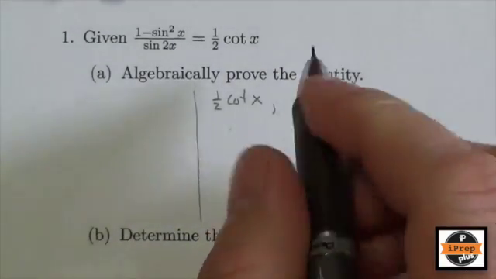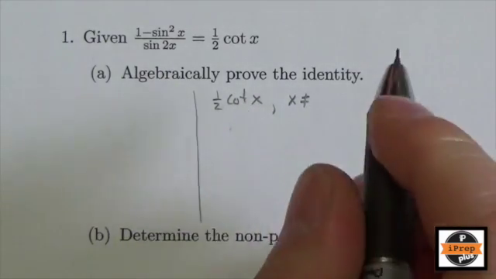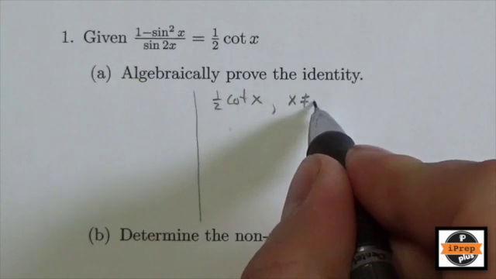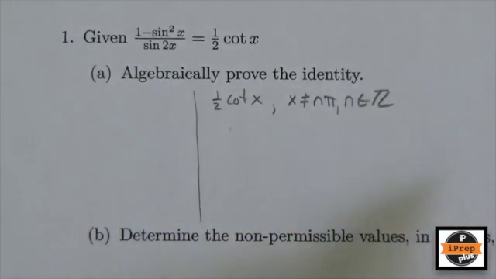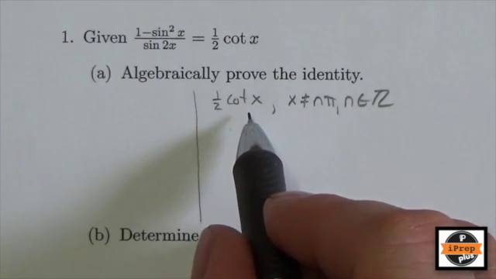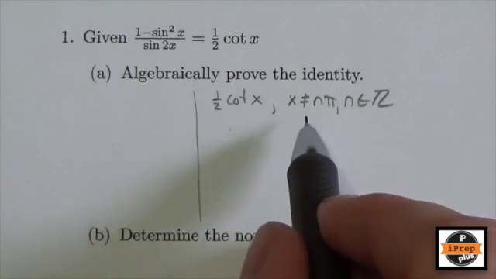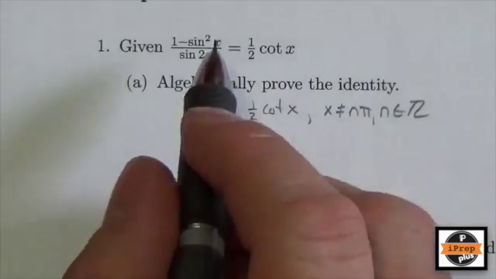We know that on the right hand side here, for cotangent, x cannot be multiples of pi. Again, because sine is in the denominator in cotangent, and that's going to be equal to 0 on multiples of pi. Now let's take a look at the left-hand side here.